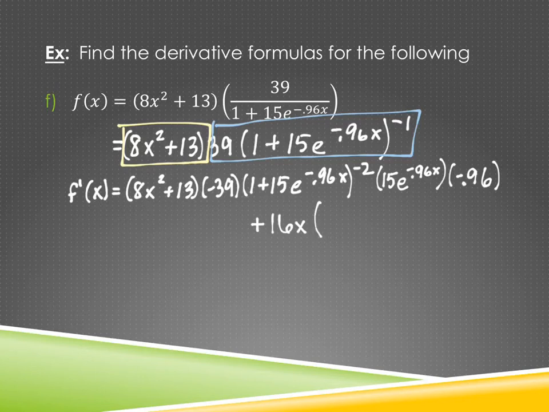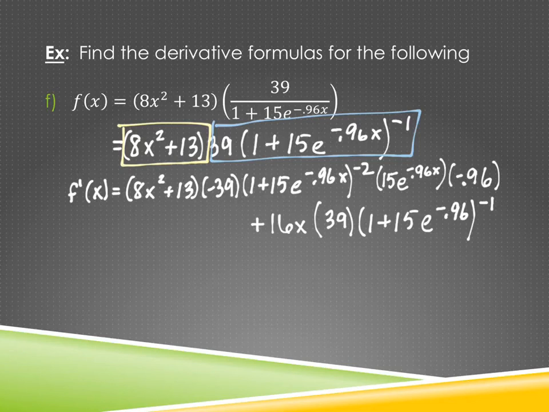16x. And then what do I do? Yeah, I just rewrite the other part. 39, and then 1 plus 15 e to the negative 0.96 to the negative 1. Would it be wrong if you left it as a fraction for that part? No, you could leave it as a fraction. That would be fine. Doesn't hurt anything at all. Okay, so that's F.